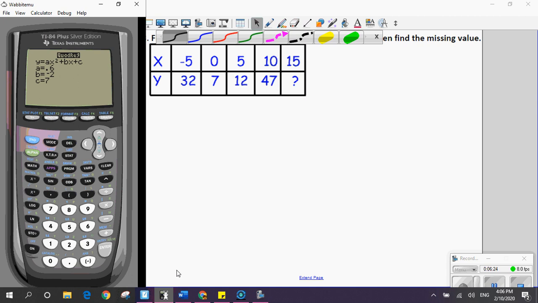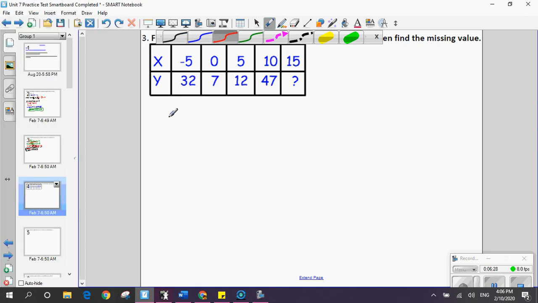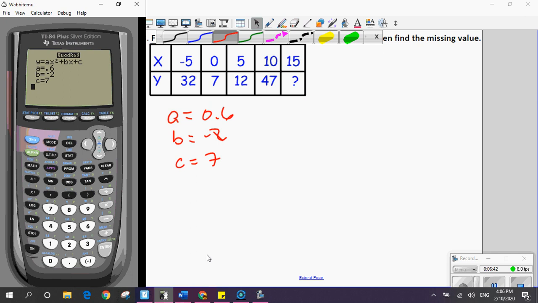So I have A is 0.6, B is -2, and C is 7. So write down what you see. A is 0.6, B is -2, I think that's what I said, and C is 7. Let's double check. Yes. So now write the equation properly.